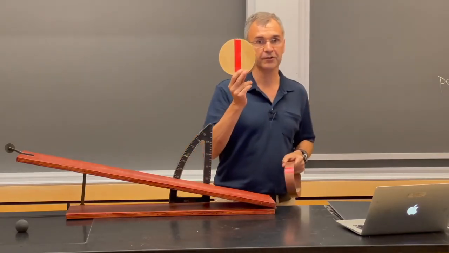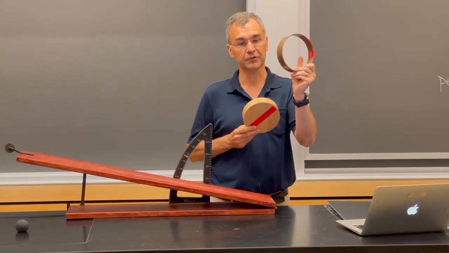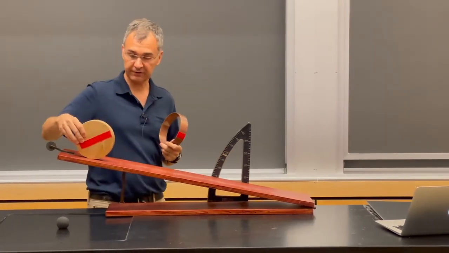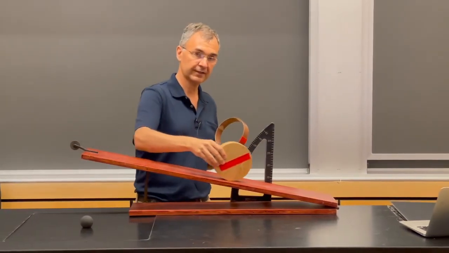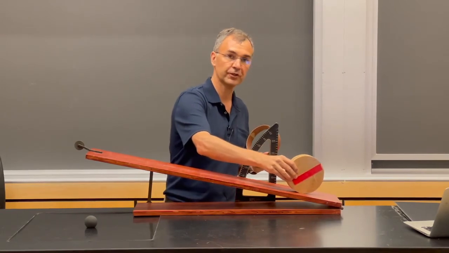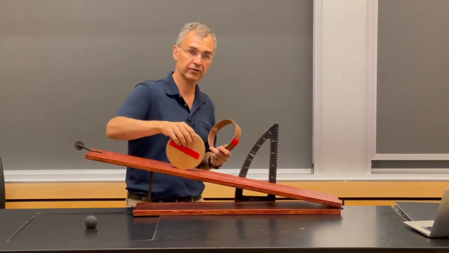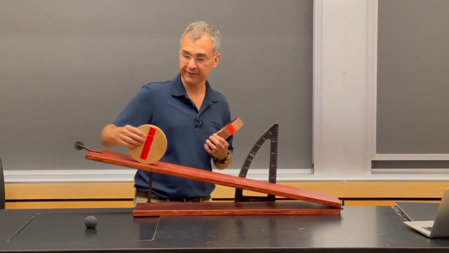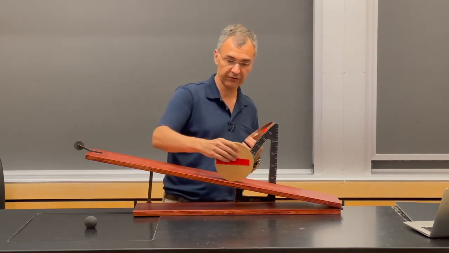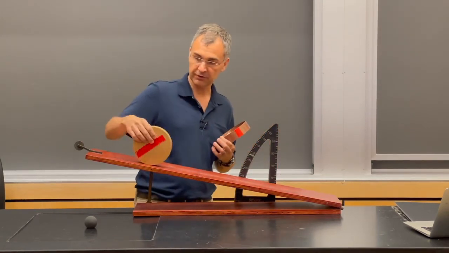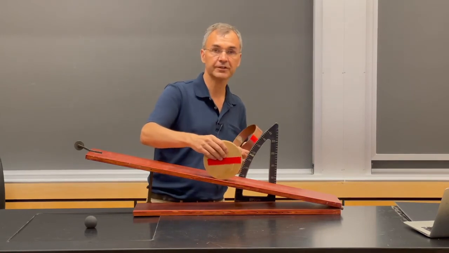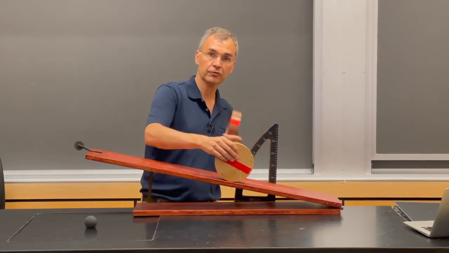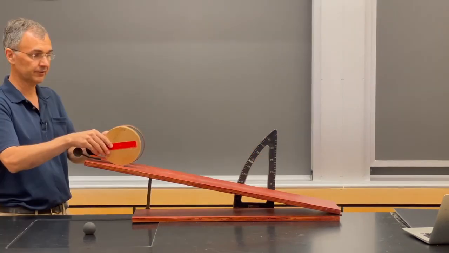Here's a solid cylinder, and here is a hollow cylinder. When these objects roll down, they're not going to slide like this, which is what would happen if there were no friction. They're going to roll without slipping. So this is rolling without slipping. When we do rolling without slipping, every time the object moves downhill a distance of one circumference, it also rotates one full revolution.